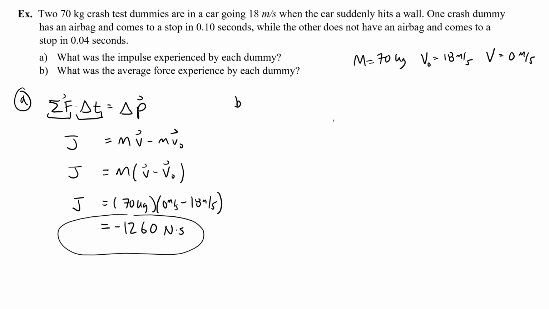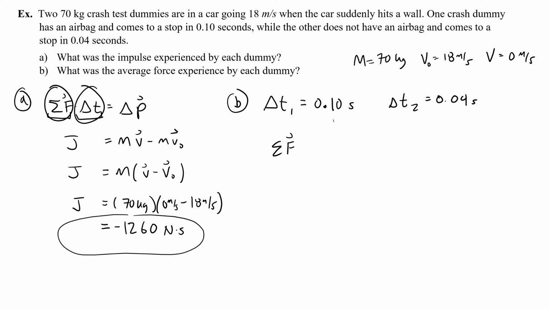But B, what about the average force experienced by each dummy? Well, the dummies experience this same impulse for different amounts of time. I know that the change of momentum, the impulse, is equal to negative 1260. But what about the times? The change in time for the first dummy with the airbag is 0.1 seconds, and the change in time for the second dummy is 0.04 seconds.